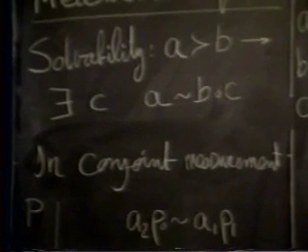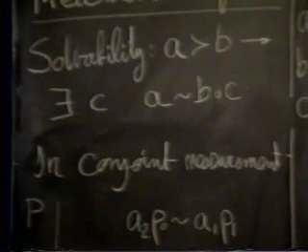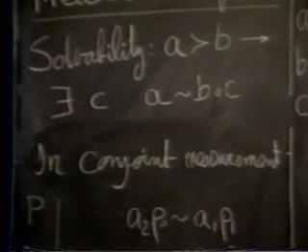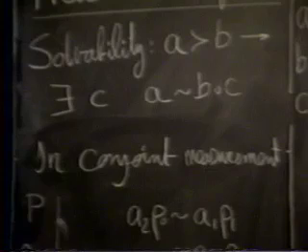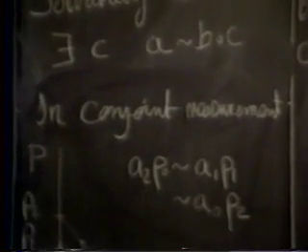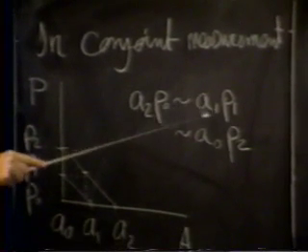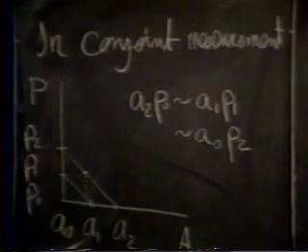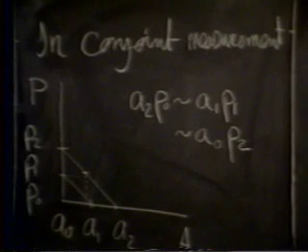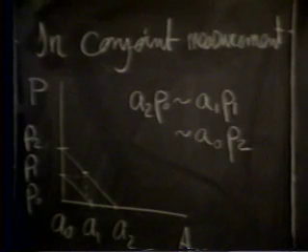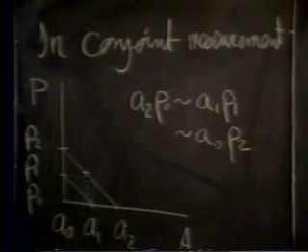In the context of conjoint measurement, we have assumed that our two factors, A and P, are so arranged that we can solve equations of the form A2 P0 matches A1 P1. In general, solvability axioms are essential to the construction of the scales that we have developed so far.